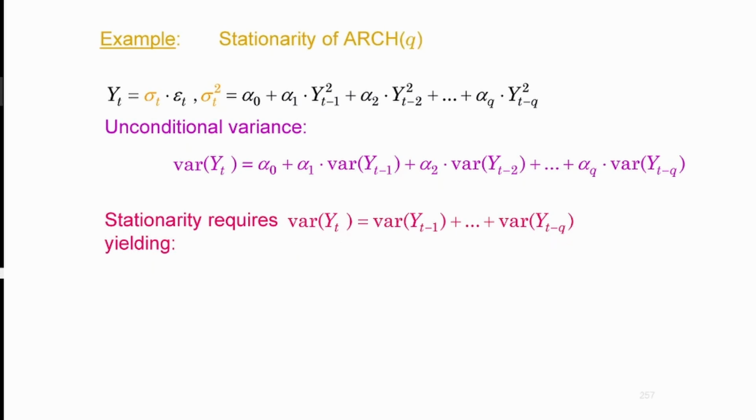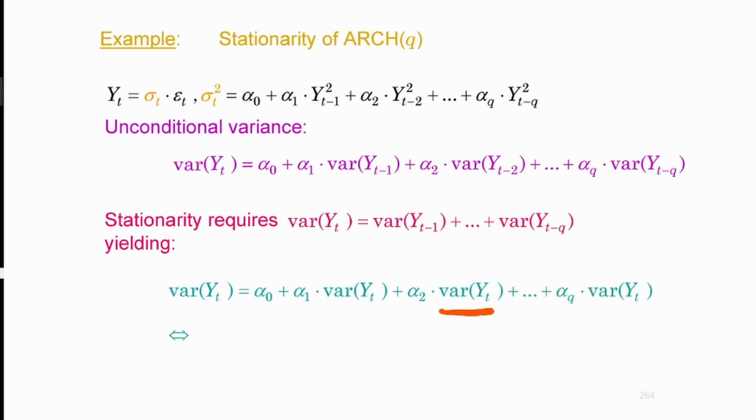So since these variances are equal, you can simply replace them by the equal counterparts, and then simply solve this equation for the variance of the process. And that's not difficult, by the way. You can do it just by rearranging it, and that's what you're going to have, all right? So alpha 0 divided by 1 minus the sum of the remaining parameters, starting at alpha 1.